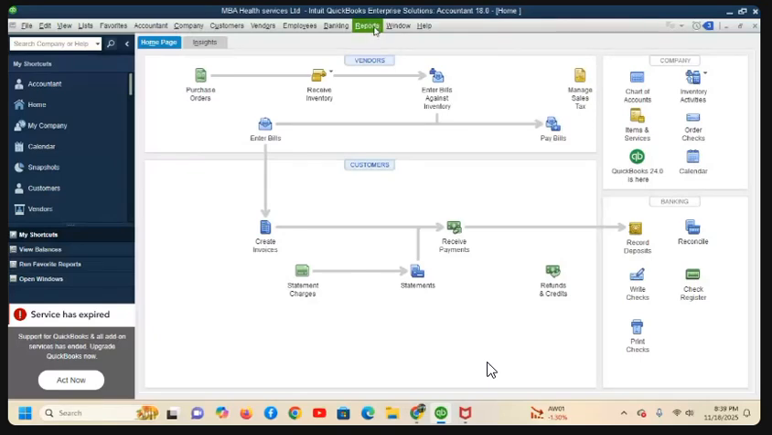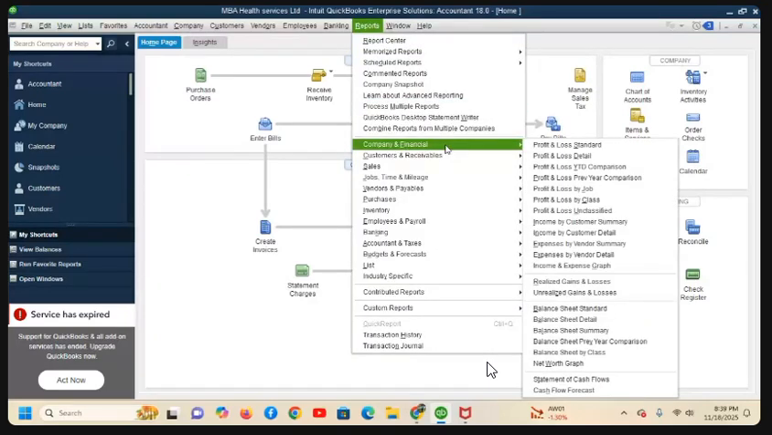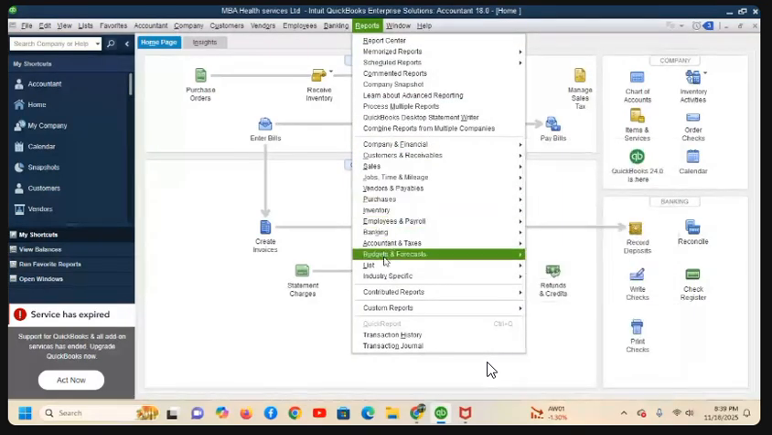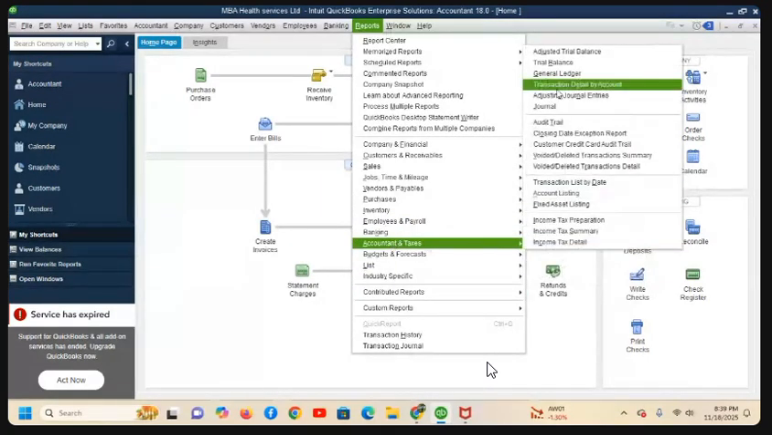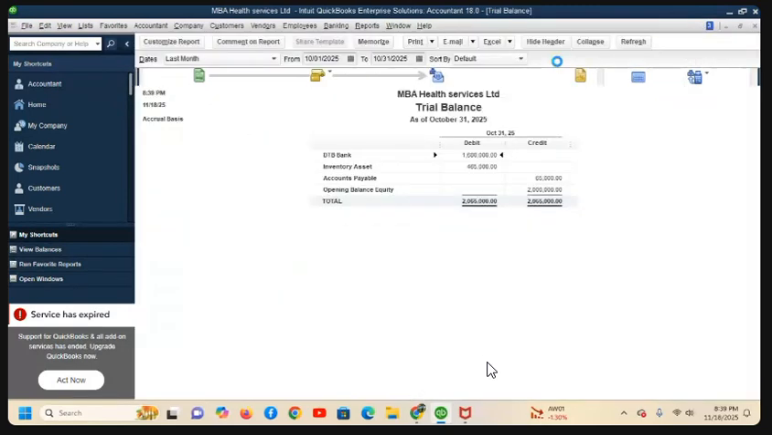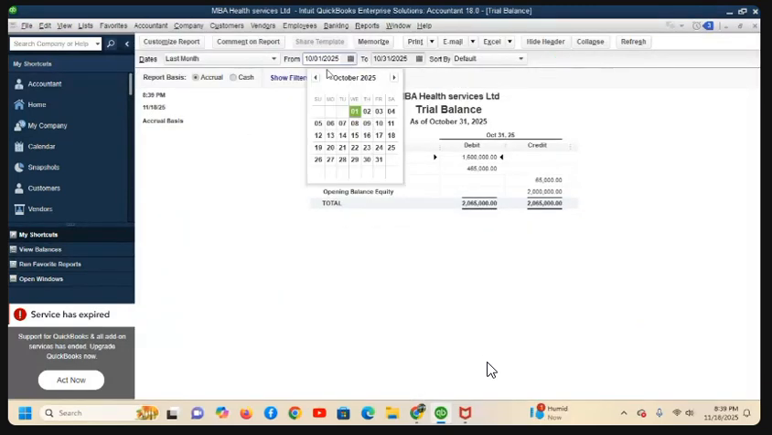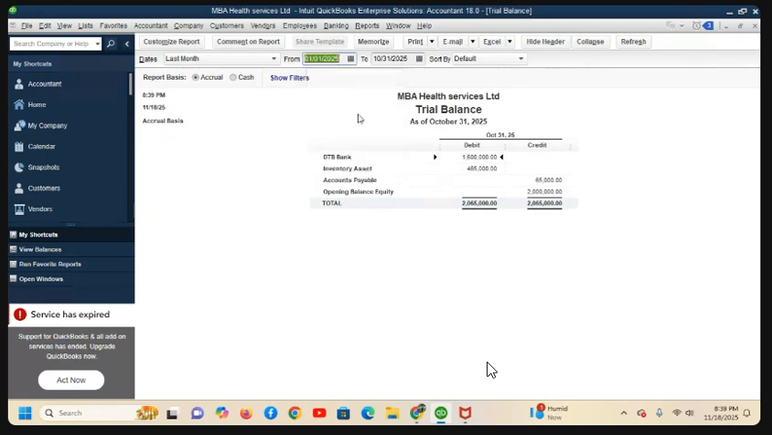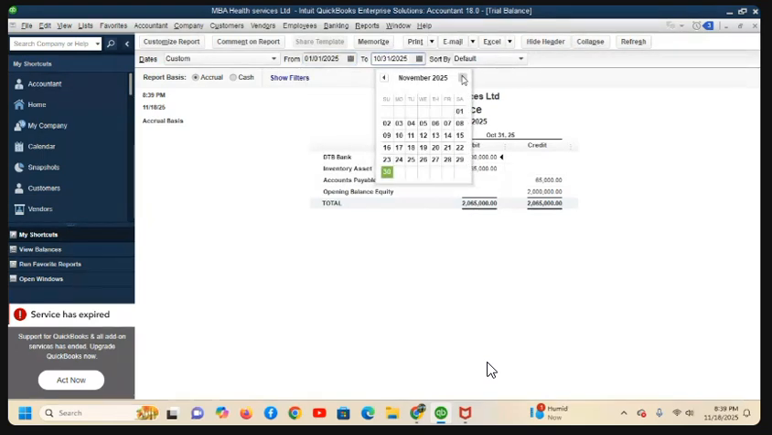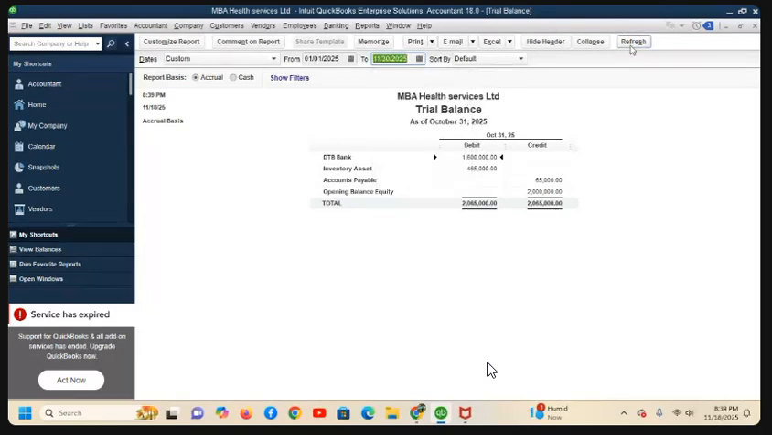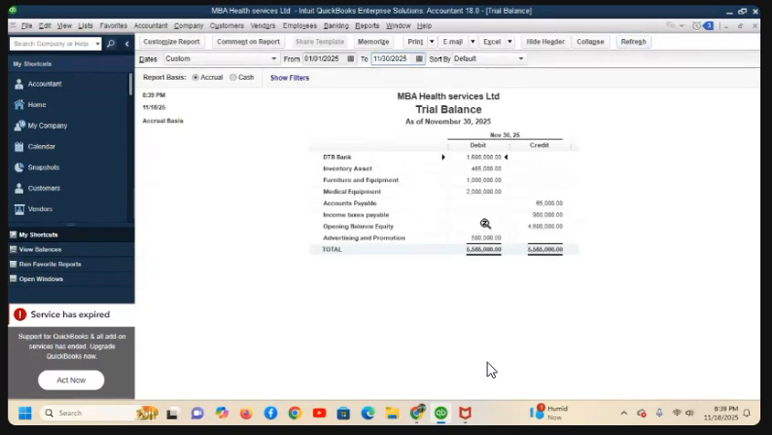So when I go back to the reports and I go to company and financial, no, I go to the trial balance. I reach here on the trial balance. I can now show you how much will be the payable after I have paid. After I have paid, how much will be the payable? So how much is the payable now?